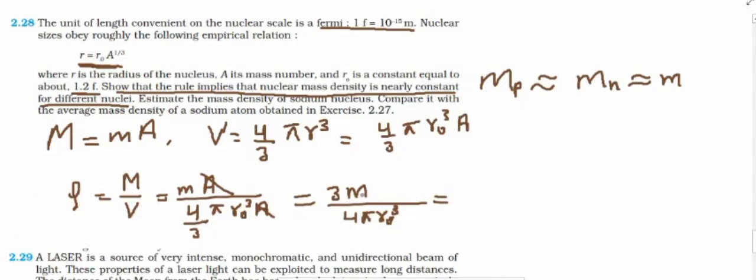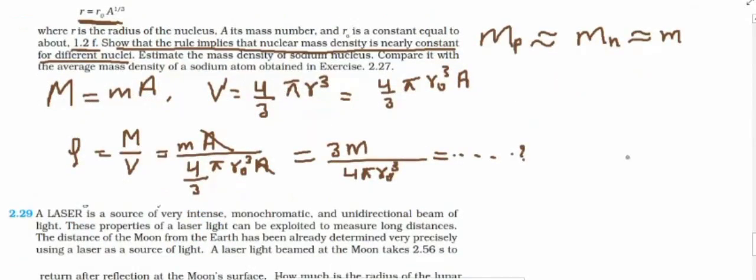So you will get a constant. Therefore, we can claim that nuclear densities are independent of atoms. All nuclei have nearly the same densities. And compare it with the average mass density of sodium, which will come in the order of 10 power 3. When you substitute the values and calculate the density of the nucleus, you will get a density in the order of 10 power 18, while the density of sodium is in the order of 10 power 3.